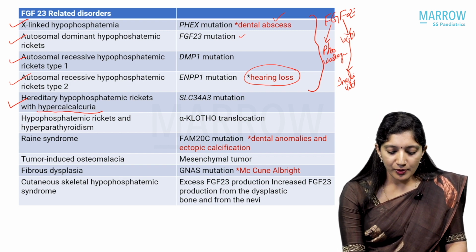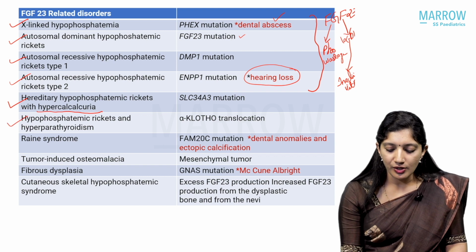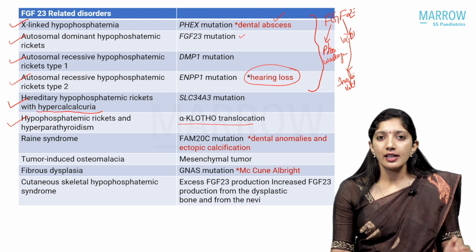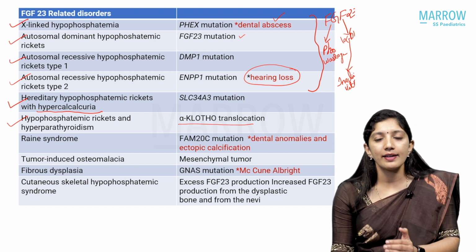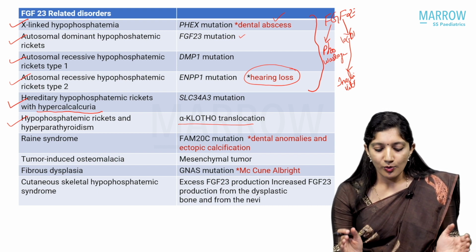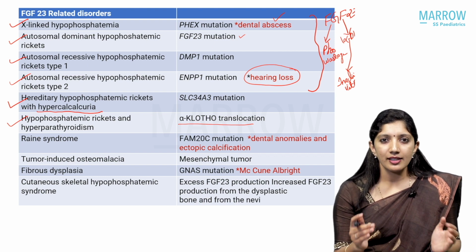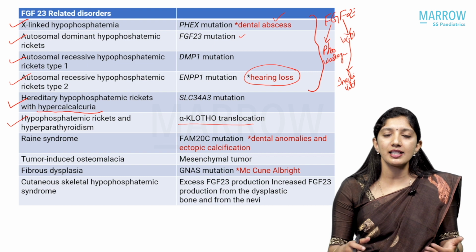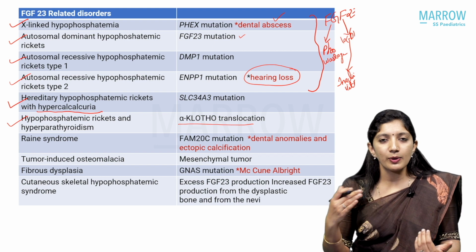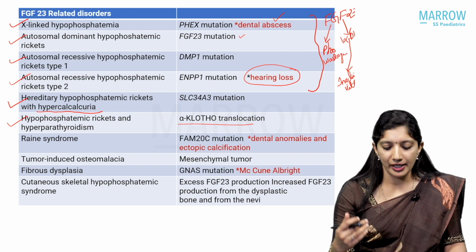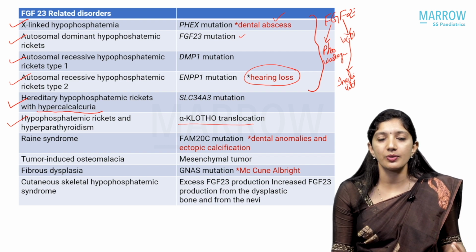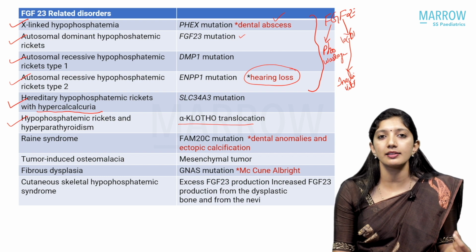Then next is hypophosphatemic rickets and hyperparathyroidism due to alpha-klotho mutation. Alpha-klotho, as I told you before, is a helper of FGF23 at the level of the receptor. So it helps the action of FGF23 at the level of the receptor. What happens in this alpha-klotho mutation? It is constitutively activated, and excess alpha-klotho action leads to an excess FGF23-like situation where there is phosphopenic rickets. Another site of alpha-klotho is at the parathyroid gland. So it also leads to hyperparathyroidism.